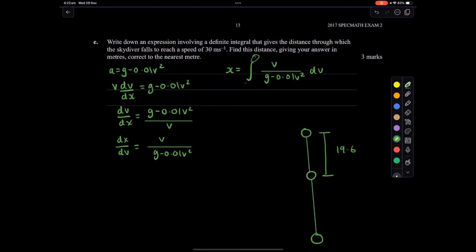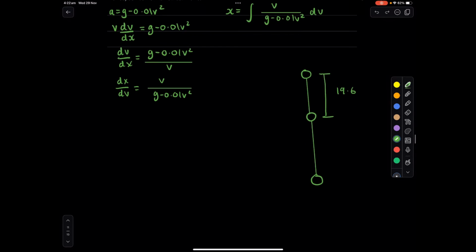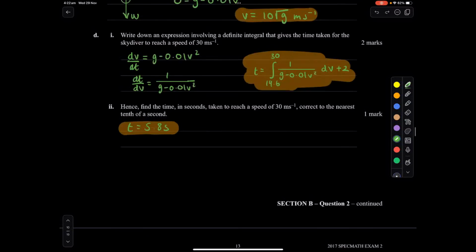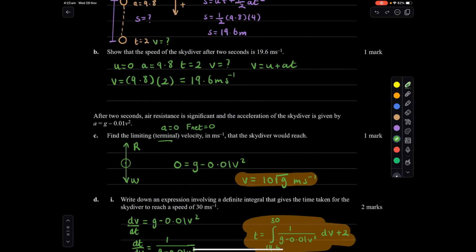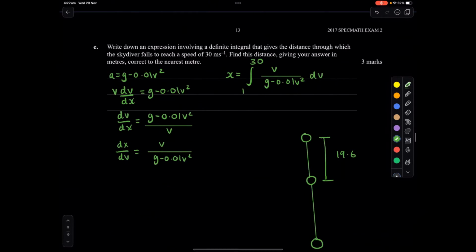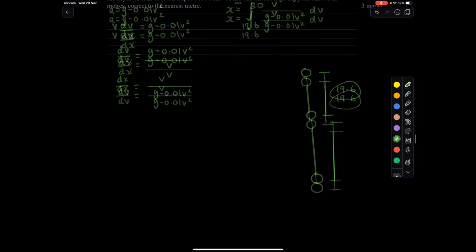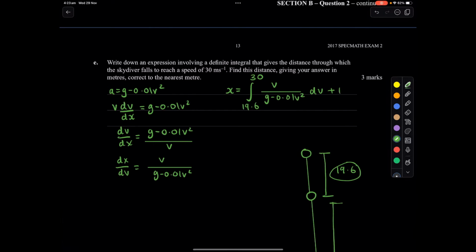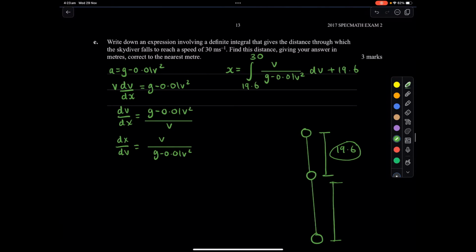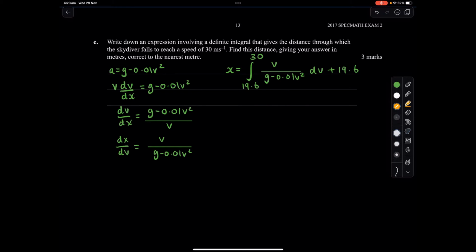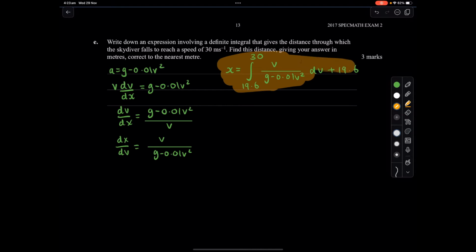And what are these terminals? What are the velocities? Remember, we want to get to 30, so 30 will be on top. And what's this velocity over here? Again, it was 19.6, the speed after the 2 seconds. So with 19.6 as the lower limit, this will give us this distance now. And we just have to add it to this. With this integral, we don't want to forget that 19.6. And pretty much that's it. That will give us the total distance to reach that speed. That one's great.